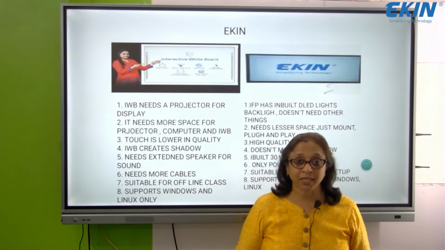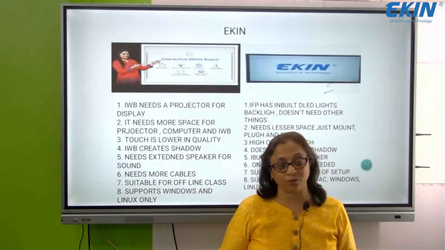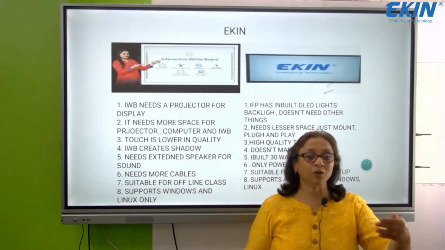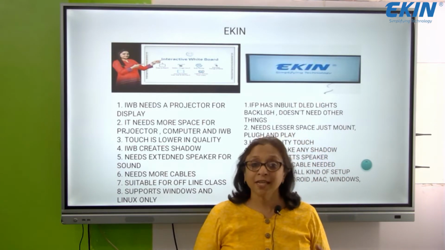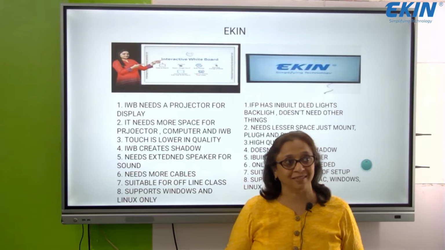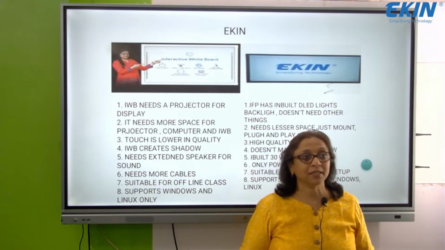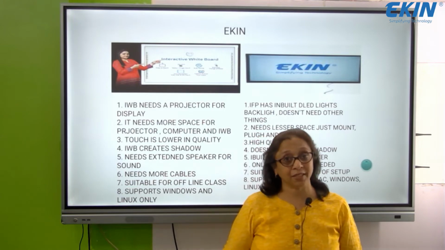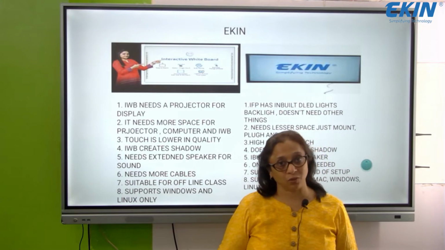Since we are using a projector, it's understood that there is always a shadow, because you could be using a long throw, short throw, or ultra short throw. If you go for an ultra short throw, that is too costly, so normally people go for long throw and short throw, and in those, shadows are definitely created. Second, we need a speaker, as it does not have an inbuilt speaker. You need a speaker attached externally. It needs a little cabling: the HDMI cable and the USB connectors, all connected together. Normally, this interactive whiteboard setup is used for offline classrooms. It supports Windows and Linux only.